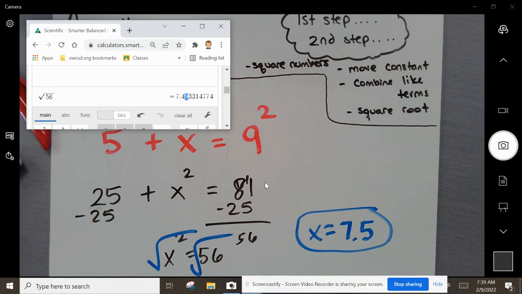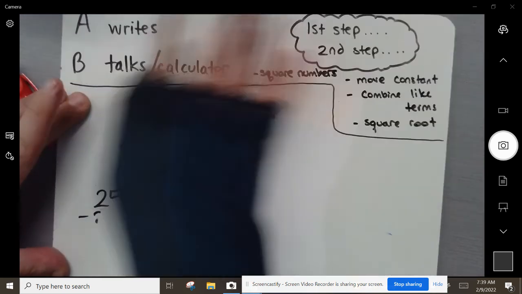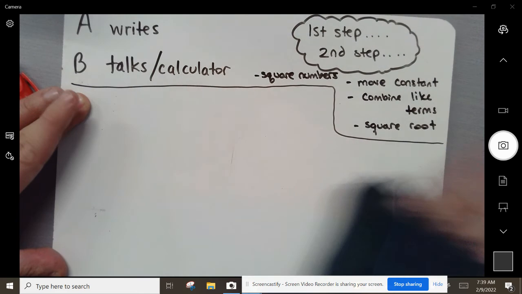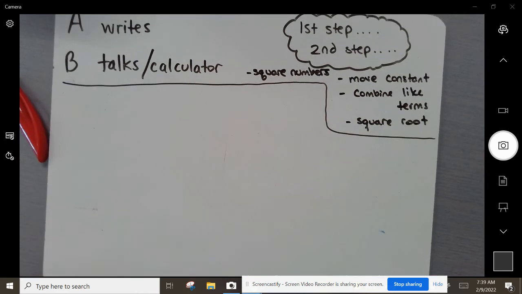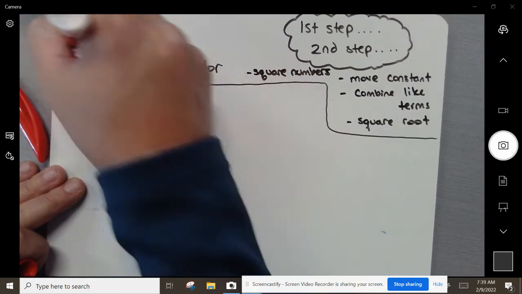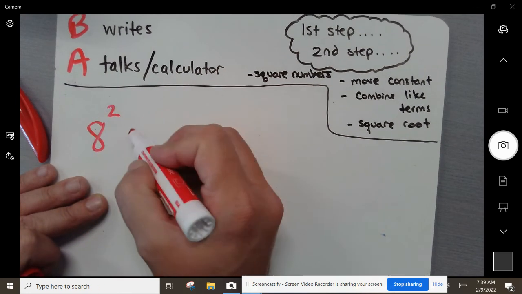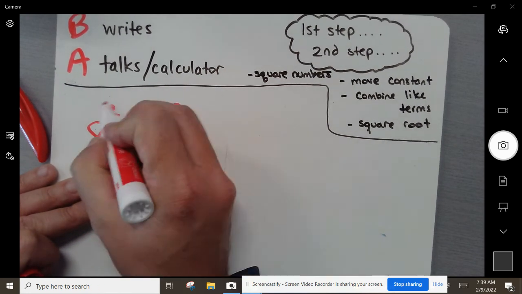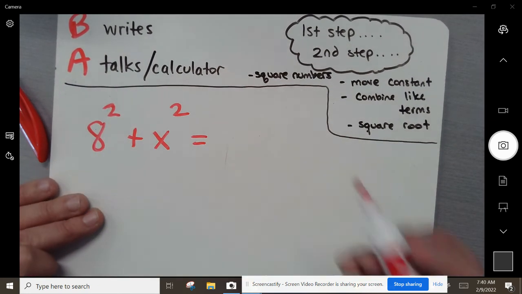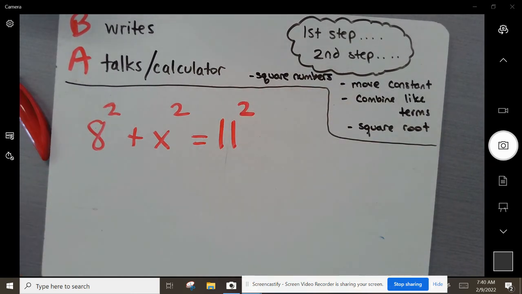All right, switch boards and erase. Let's keep it going. All right, next problem. Now A and B are switching. B writes, A talks. Here's your question. 8 squared plus x squared equals 11 squared. All right, go for that for me, please. Go ahead and take care of that.